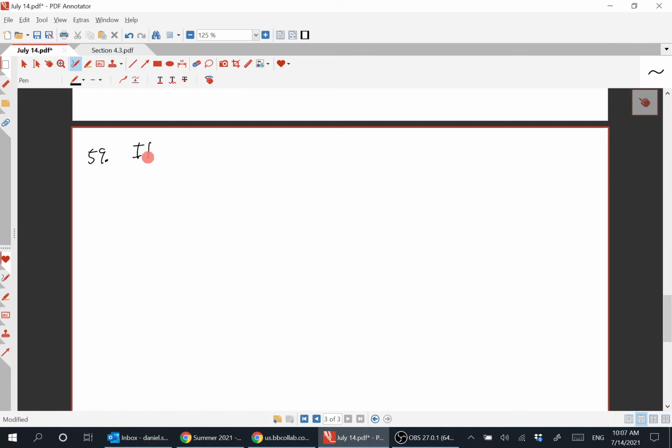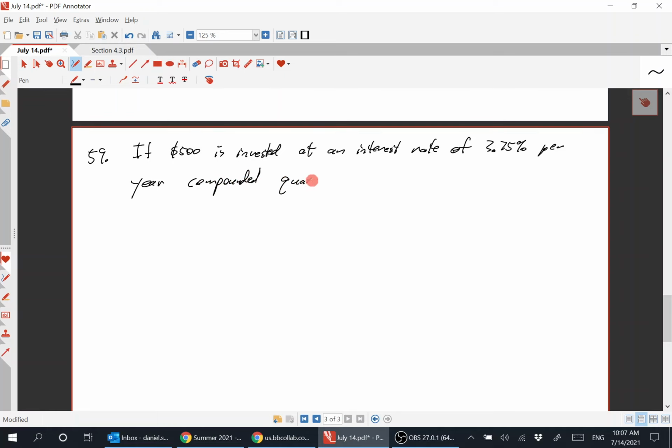So if $500 is invested at an interest rate of 3.75% per year, compounded quarterly, find the value of the investment after the given number of years.